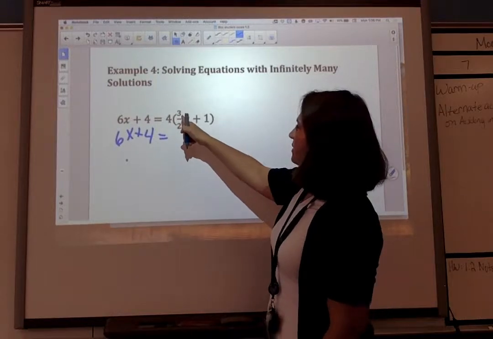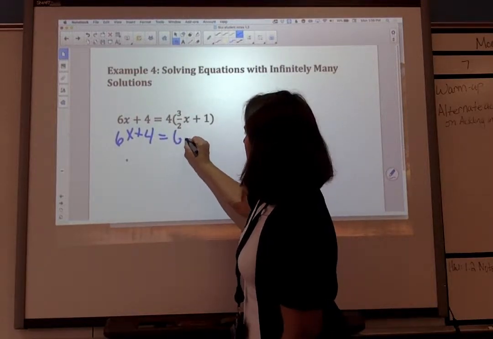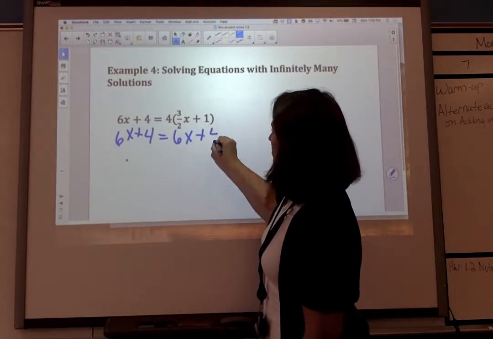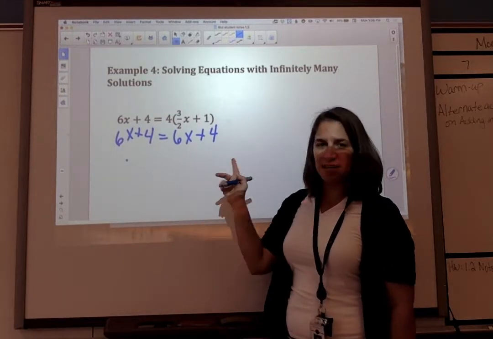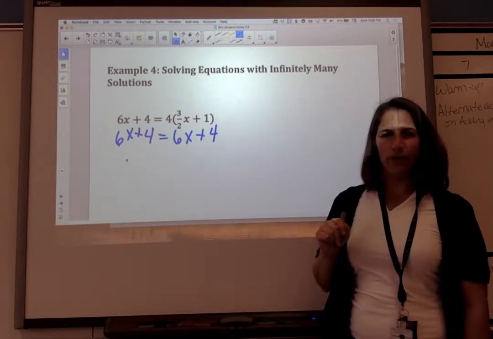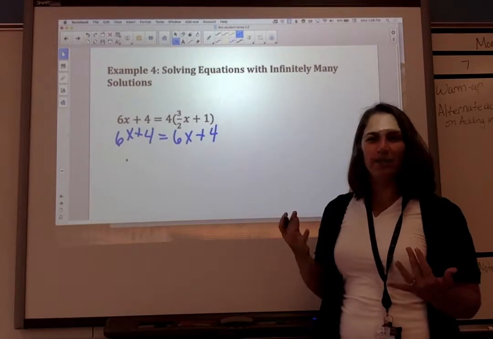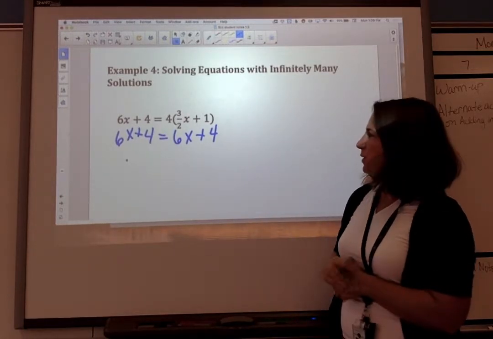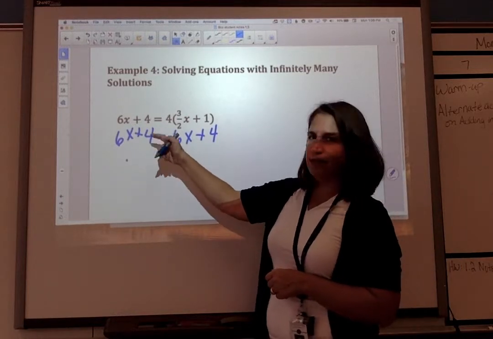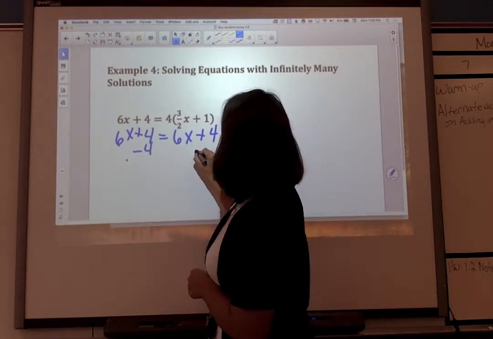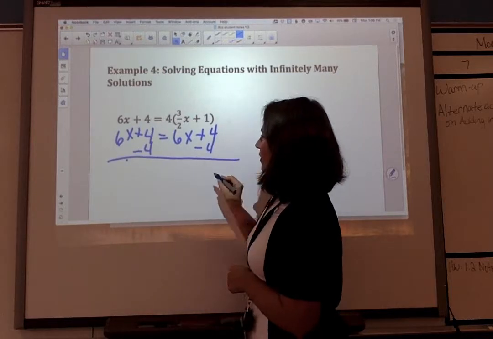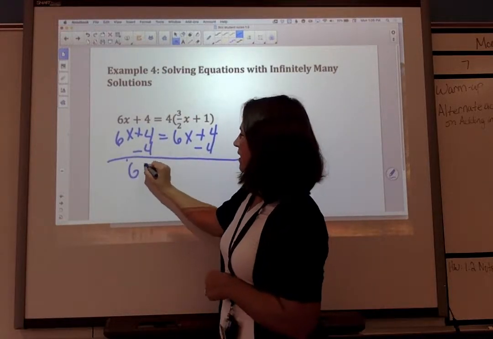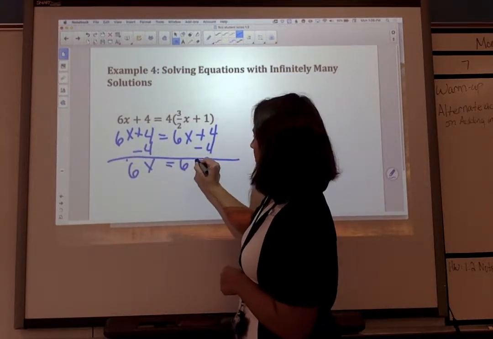Let's see, 4 times 3 is 12, divided by 2 is 6. So 6x plus 4. Now I can already start to see I've got an issue here, because 6x plus 4 equals 6x plus 4. It's the same thing on both sides. Let's go ahead and take this all the way through. Let's see if we can get rid of the constant on this side by subtracting. And look what happens. It drops off of both sides. So I have 6x equals 6x.